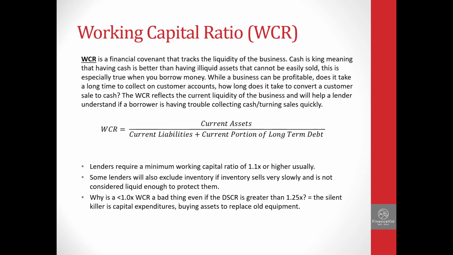Now, the working capital ratio is a financial covenant that tracks the liquidity of the business. So the DSCR tracks the financial profitability, whereas the working capital ratio tracks the liquidity. One focuses on the income statement, the other focuses on the balance sheet, and both are typically used in a loan. So you don't see one or the other, you see typically both, because each financial covenant focuses on a different set of financial statements, okay?